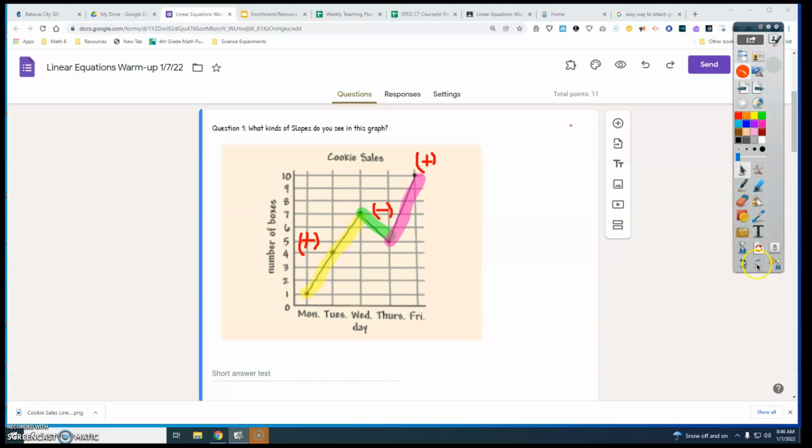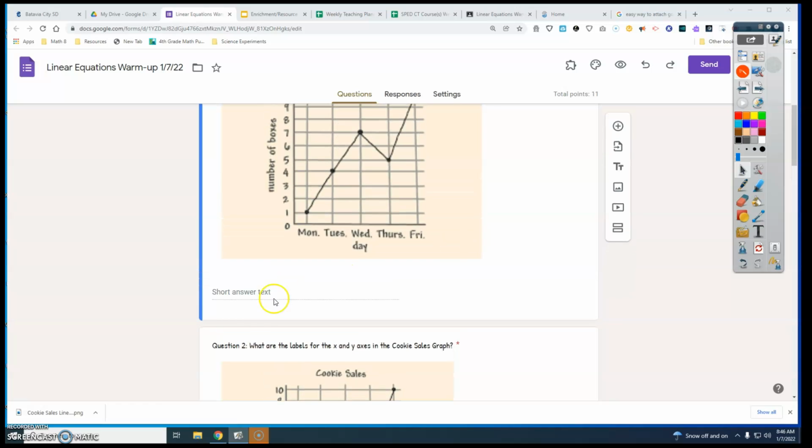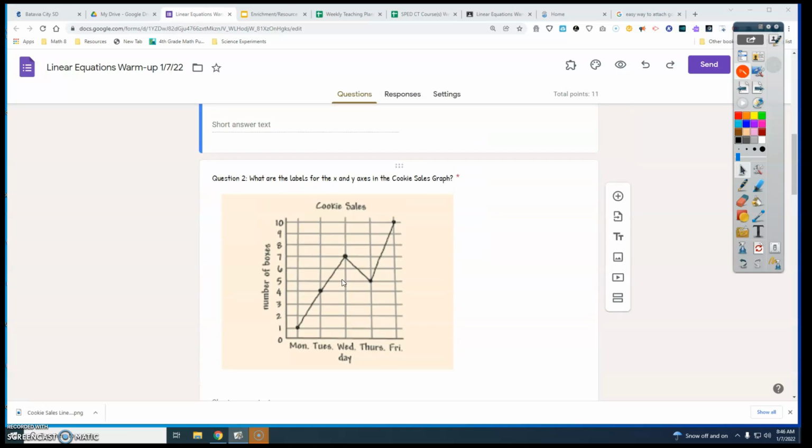And if you look below, as I delete this, you'll see that you have a short answer text section, and that's what you could put. You know, there are 3 slopes here, or there are a positive and negative slope. It wouldn't matter. So question 2.